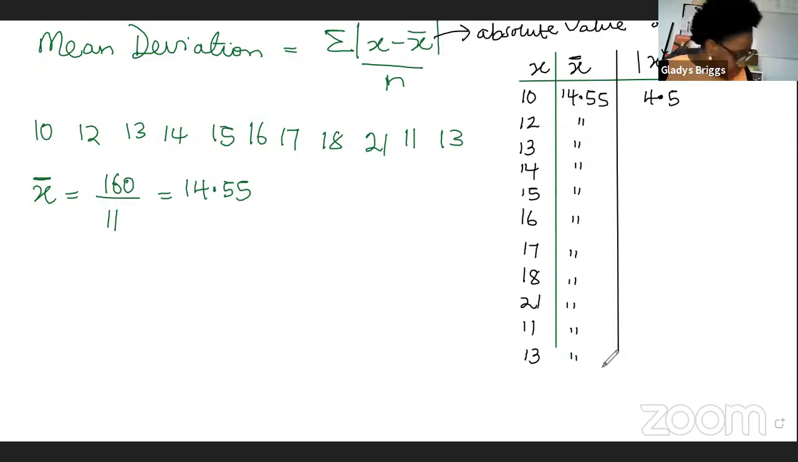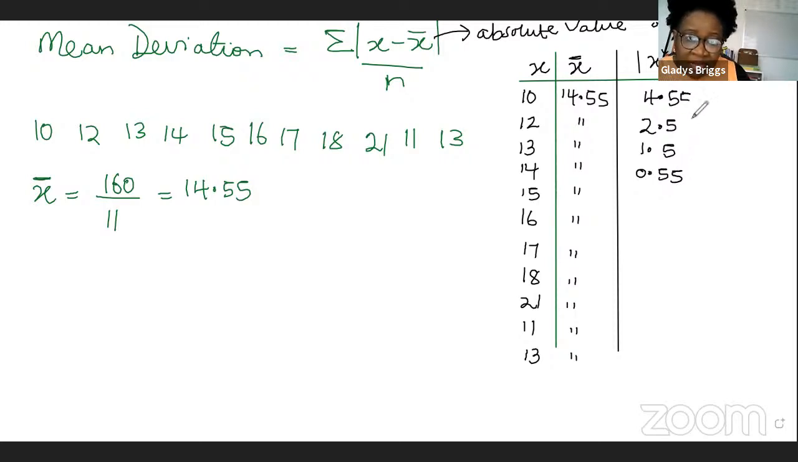Yeah, are we coming along? So you should have for this one 2.5. Did we get that? 1.5. Let me see. And for 14 minus 14.55, you should have 0.5, 0.55.